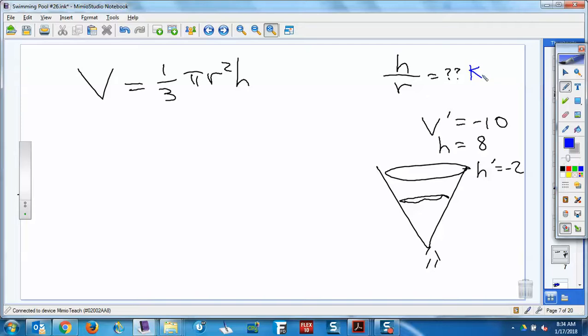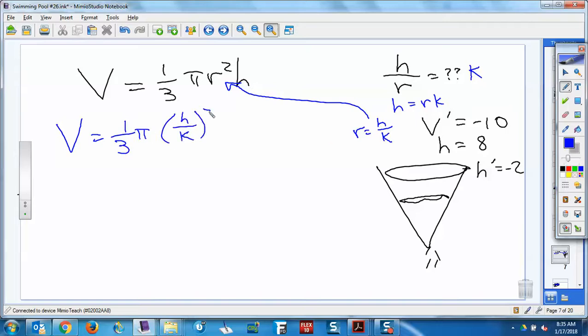Now, the beauty of that is what that allows us to do is to take what are variables and turn them into a constant, which is going to help us immensely when we come to do our derivative. Because now what I can do, since I don't know what that is, just call it K. Now, if I multiply over there by R and actually divide by K, and the reason I want to do that is because I'm used to getting the R out of there. So now I know R is equal to H over K. Now look what that does for me. I get 1/3 pi. I get H over K squared times H.